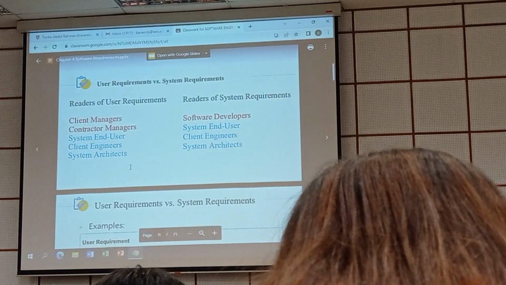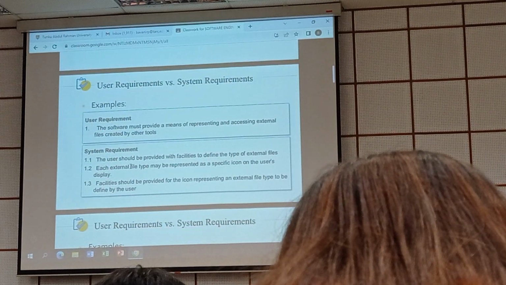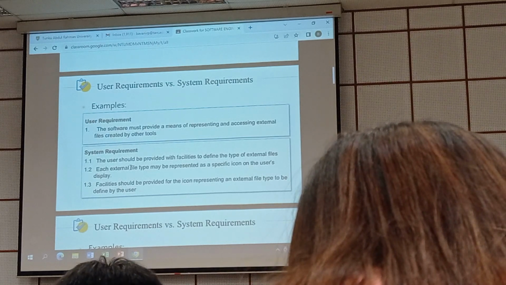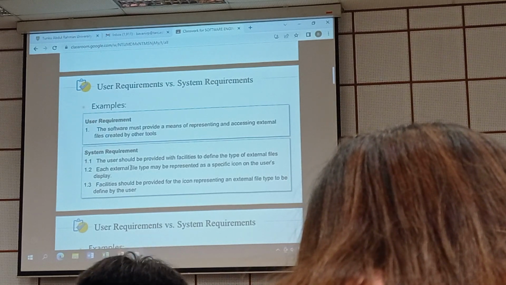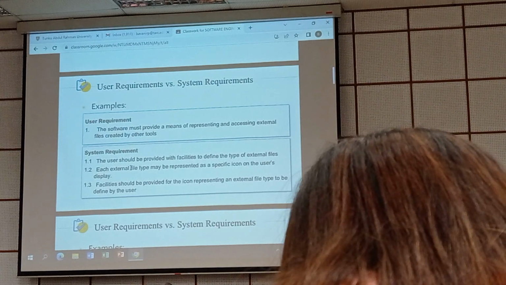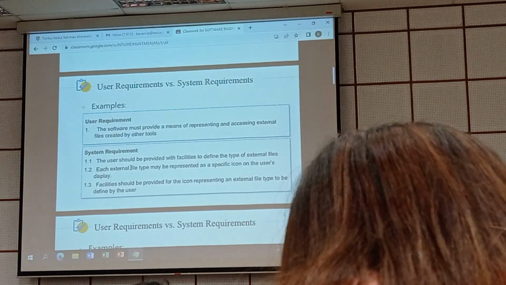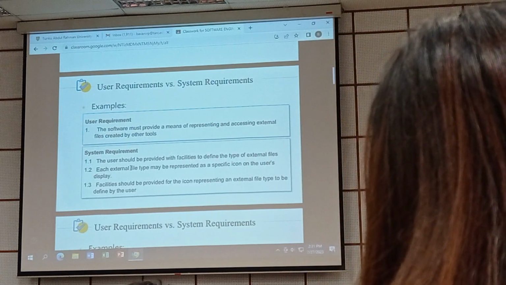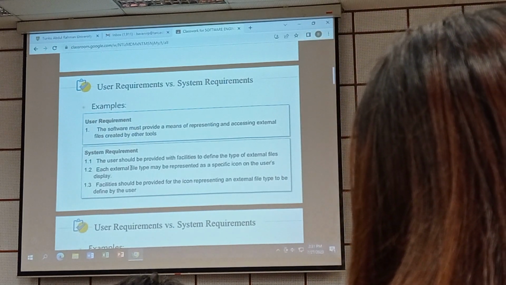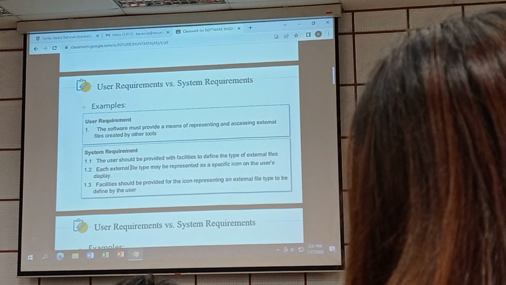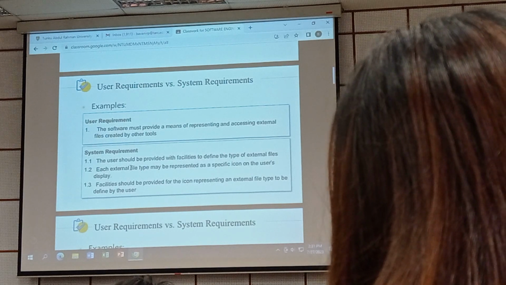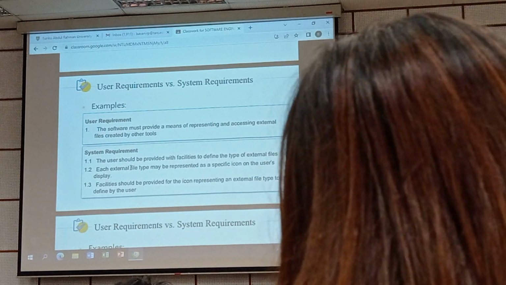Okay, that was a brief on user requirement and system requirement, but how can you differentiate them based on this case study? For the user requirement, what the user expects is that the software must provide a means of representing and accessing external files created by other tools. That is what the user expected the system to do.